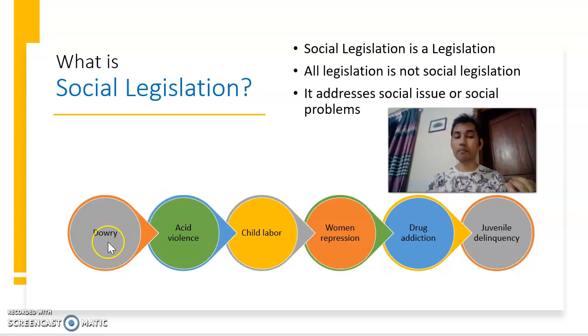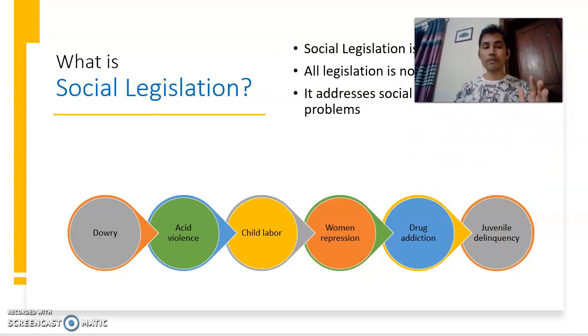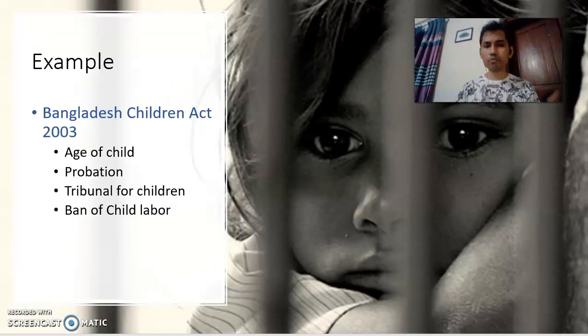See here, for example, dowry, যৌতুক, acid violence, child labor, women repression, drug addiction, juvenile delinquency. There are so many social issues. If these social issues are not addressed properly, then it may create chaos in the society. It may deprive this particular group of people of their rights. So the country needs to enact some laws that can safeguard their rights and provide them the basic necessities they require.